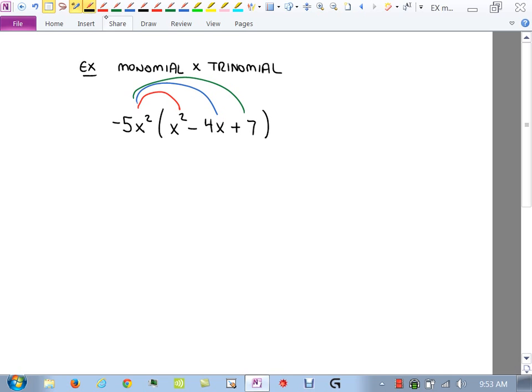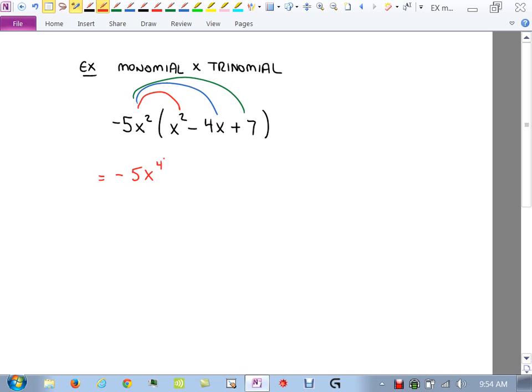Now let's see how much of this we can do without having to rewrite everything. So what is negative 5x squared times x squared? So what are you going to be able to put together here? You'll have negative 5, and then x to the fourth. X to the fourth came from adding the 2 exponents together, right?